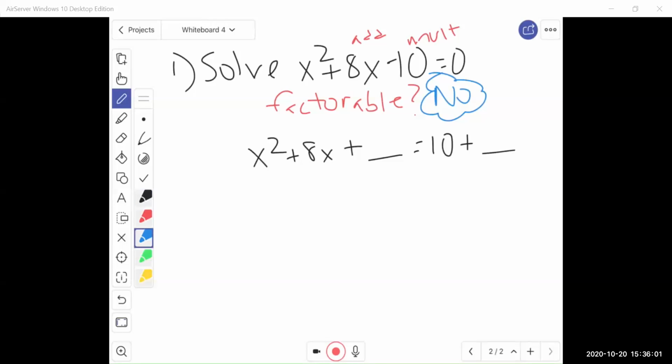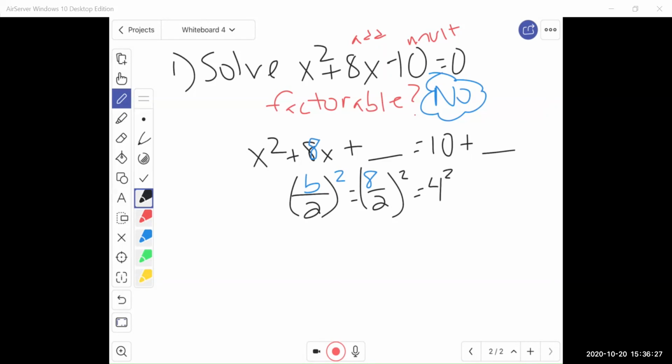So to complete the square, we're going to take our b value and divide it by 2. Well, what is b? b is this middle term. Okay, so b is 8. I'm going to take 8 divided by 2 and square it. Well, 8 divided by 2 is 4. 4 squared is 16.